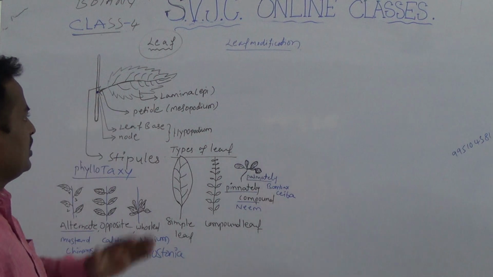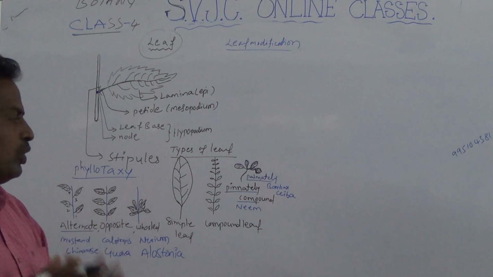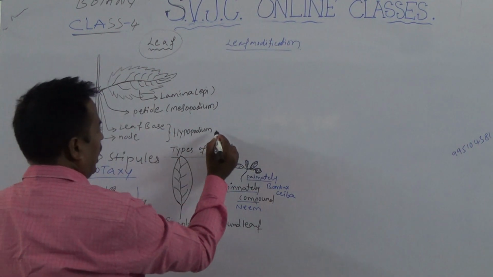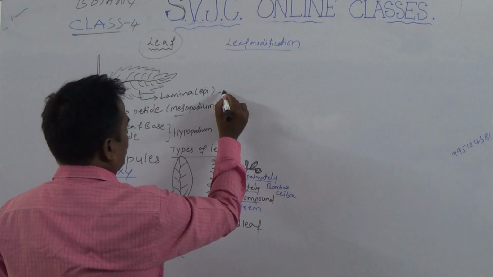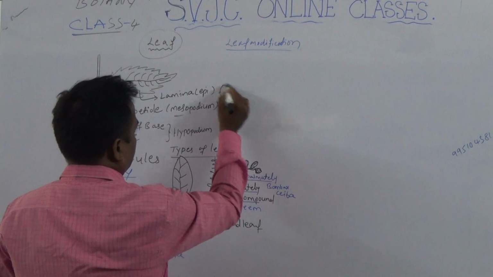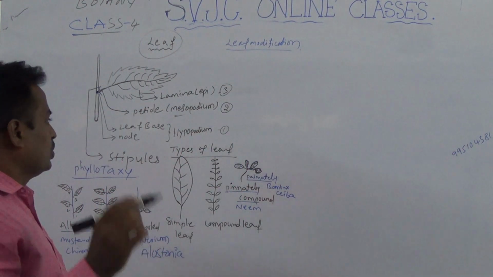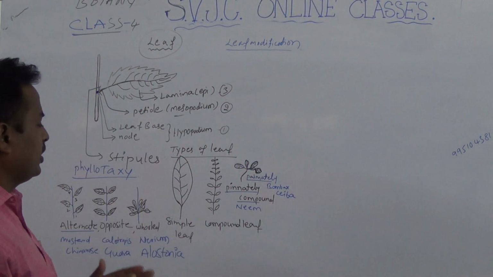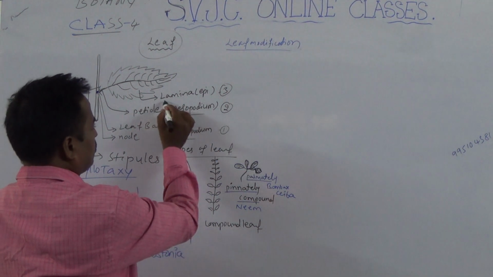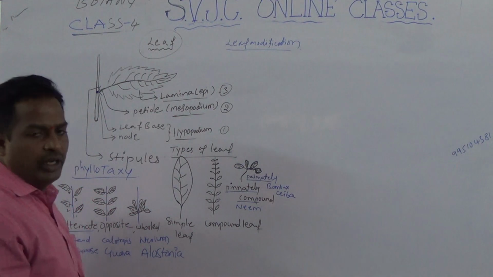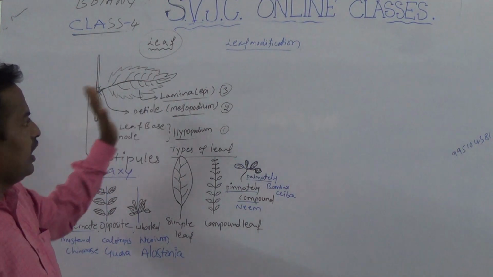Every leaf is mainly divided into three important parts. One is hypopodium, the second one is mesopodium, and the third one is epipodium. Are you clear, students? So it can be differentiated mainly into three parts: hypopodium, mesopodium, and last one epipodium. So three zones are there in a leaf.